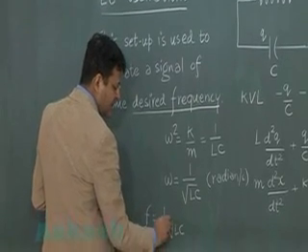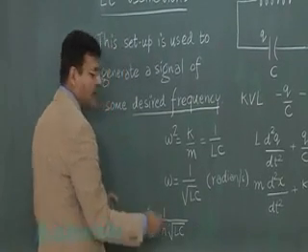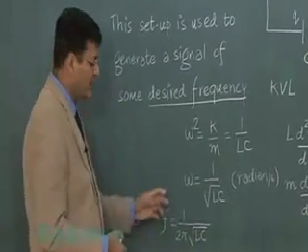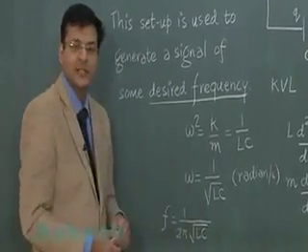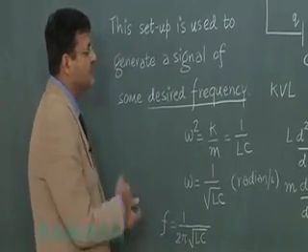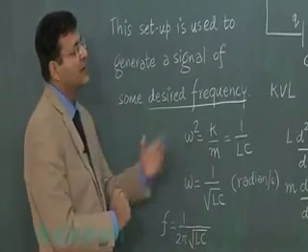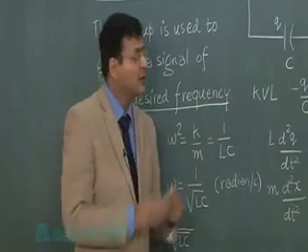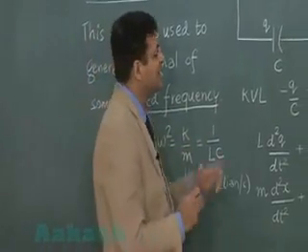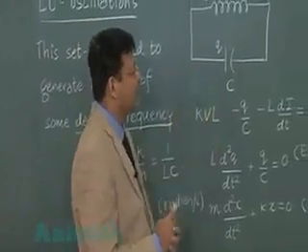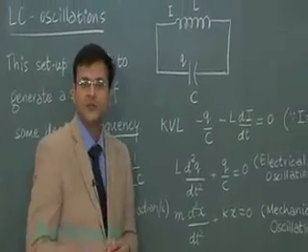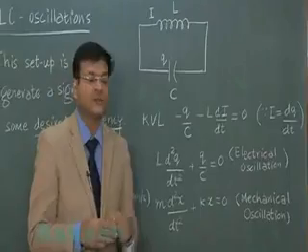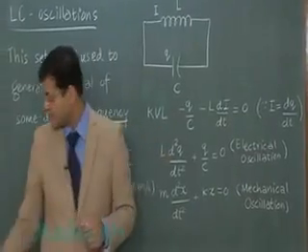And incidentally, this expression is the same as that you got for resonance. The resonance frequency also came out to be 1 by 2 pi under root LC. So this is the desired frequency you will be obtaining whenever you have an LC oscillation. Now if you want to represent the expression of the charge or the current, you are free to write down the expression of the current which will be flowing, or the charge which is flowing into the LC oscillation.